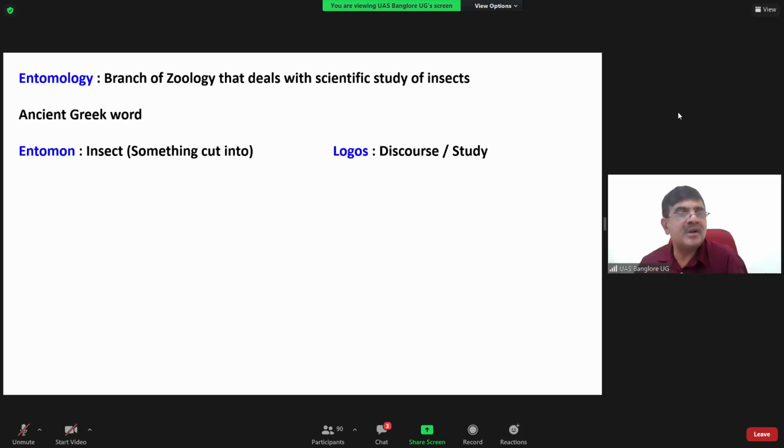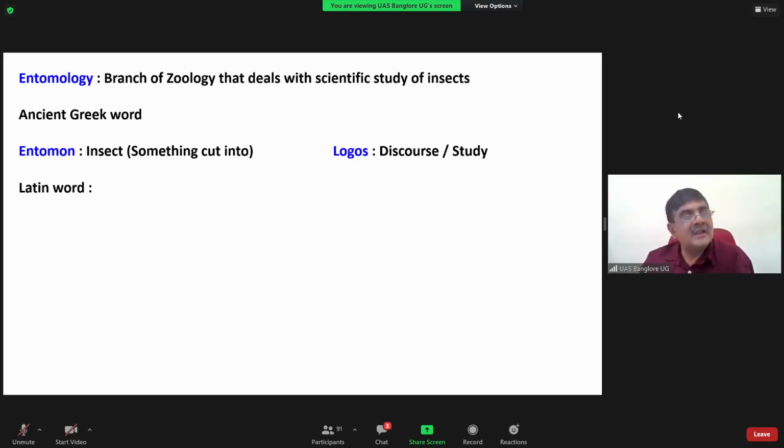So entomon means insect, the meaning is something cut into. Cut into means the insect may be cut into different segments. Logos means discourse or study. So according to the ancient Greek meaning, it is the study of insects.